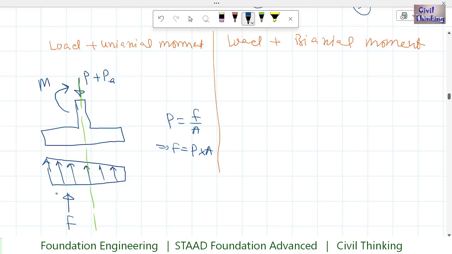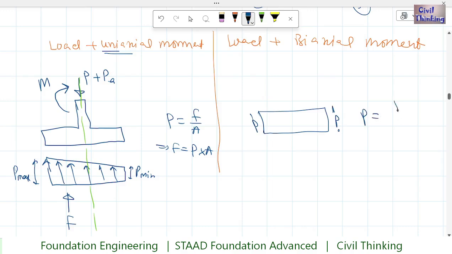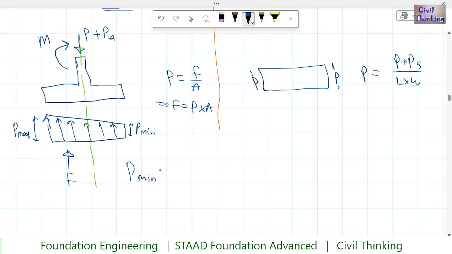Because it is only on one side, we call it uniaxial. Because of this moment, you are going to get a minimum pressure, P minimum, and here you are going to have P max. Earlier it was only like this, P here and P here. And what was the value of pressure? P plus PA divided by L times W, right? But here, because of this moment, you will have more pressure here and less pressure here. So if I find P minimum, it is going to be the pressure due to this, P plus PA divided by L times W. Let me show it here. This was L, this was W, right?